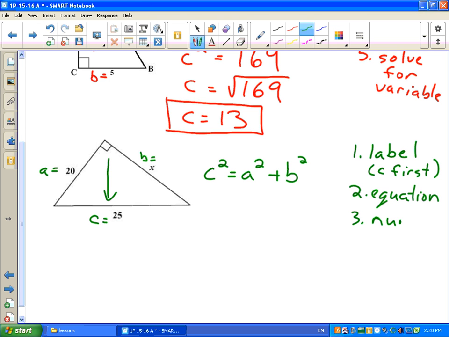Next up, we want to put in these numbers. Okay? So which of those letters do we have numbers for? Logan, what letter do we have number for? A and C, absolutely. So where C is, I'm going to put 25 squared. Where A is, I'm going to put 20 squared still, plus this B squared here.